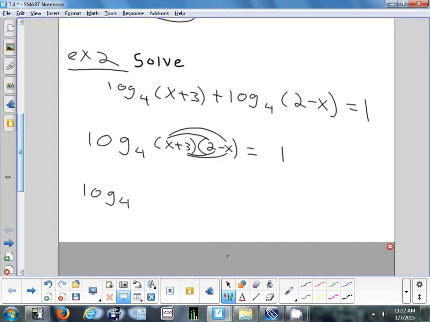Amy, what's x times 2? Yep, 2x. Okay, Sam, x times negative x? Negative x squared. We're going to write this in a nicer order, but for now, let's just do it like this. 3 times 2 is 6. And Yadira, what's 3 times negative x? Yep, negative 3x.